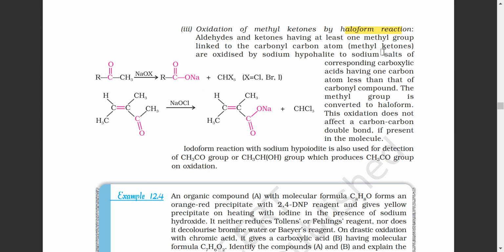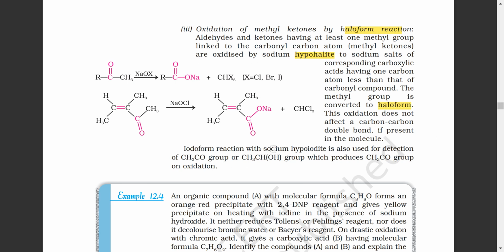Aldehydes and ketones having at least one methyl group linked to the carbonyl carbon atom are oxidized by sodium hypohalite to sodium salts of corresponding carboxylic acids having one carbon atom less than that of carbonyl compound. The methyl group is converted to haloform. This oxidation does not affect a carbon-carbon double bond if present in the molecule.